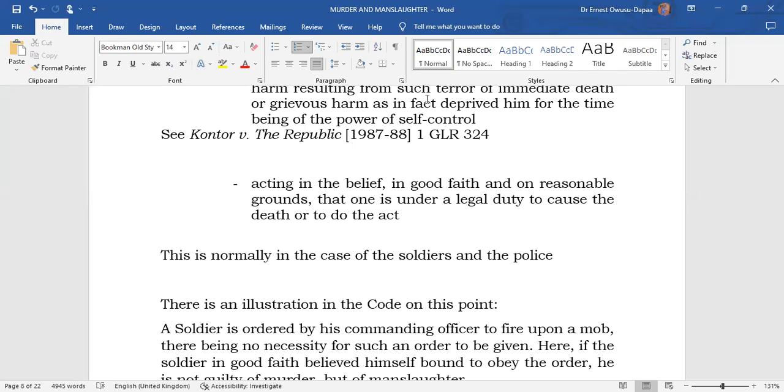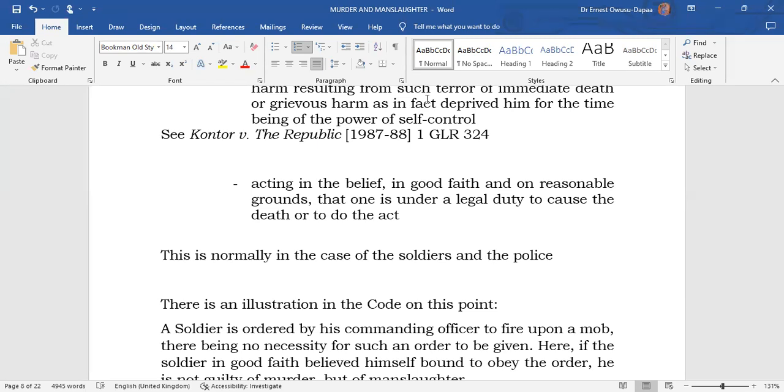And let's say that in that effort, death occurred. So you didn't actually intend to kill the person, but just to thwart the deadly or the dangerous means with which he evinced an intention to attack the other person with. And for that reason, the death which has occurred, which ordinarily would have been murder, will be reduced to manslaughter.